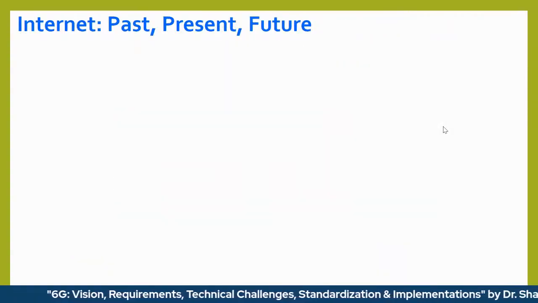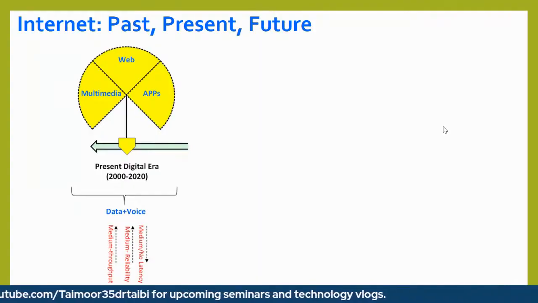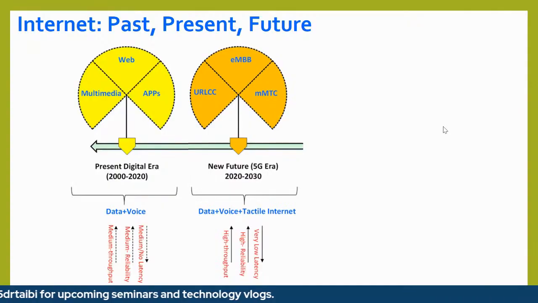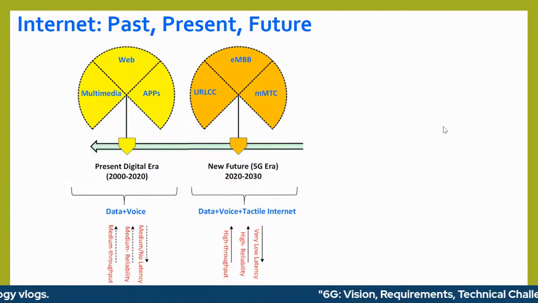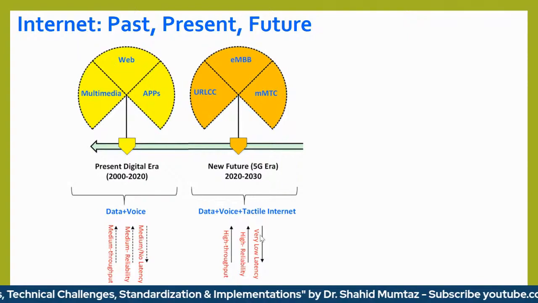Okay, so past, present, future. In the past, we started with web applications and multimedia, and there we had only two services, data or voice, where we didn't have a problem with latency, with medium reliability and medium throughput. But in the present, in 5G, we have three use cases that everyone knows: enhanced mobile broadband, machine type communication, and ultra reliable low latency communication. Here the use case will be different now because we have a new use case coming with the tactile internet, where we need very low latency, high reliability and throughput.